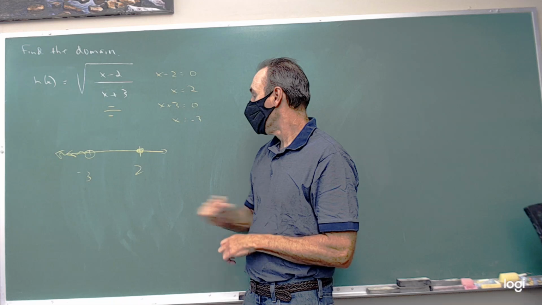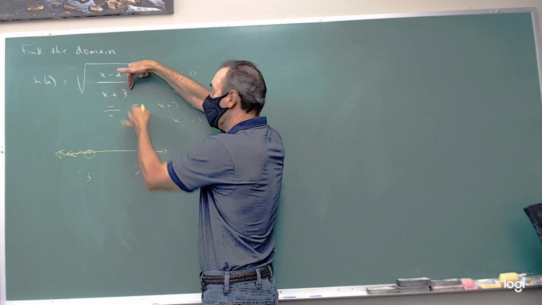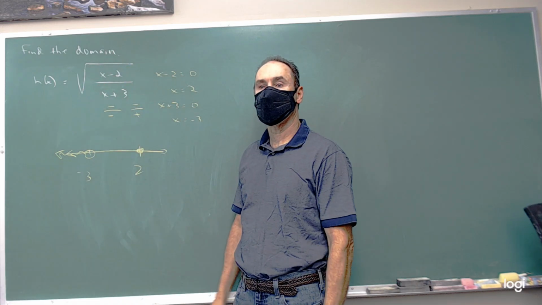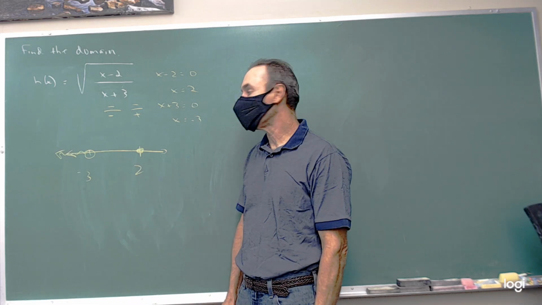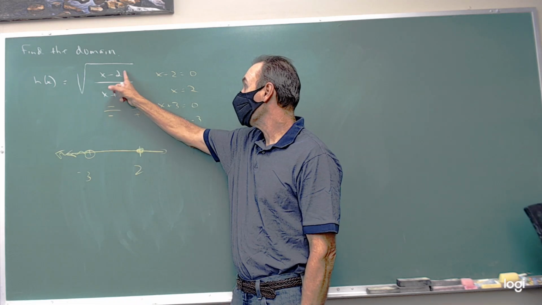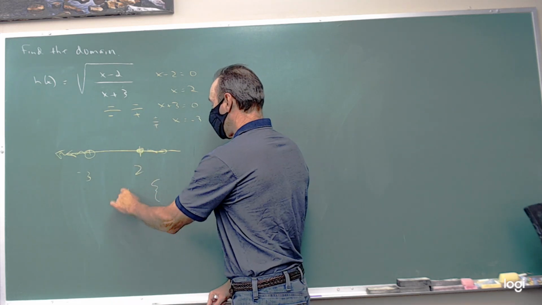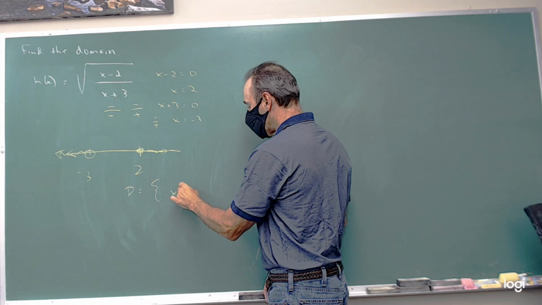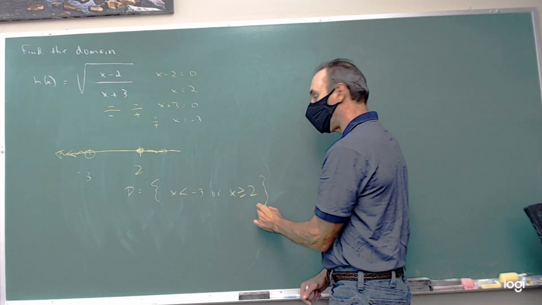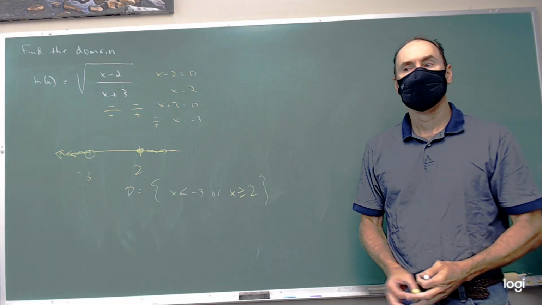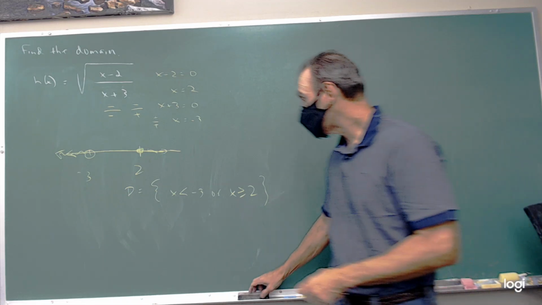You're good, Nora. So plugging in 0, this will be negative, and this will be positive, and the quotient there is going to be negative. So that means that's not in the domain because the square root of a negative is not defined. Plugging in 3, we're going to get a positive over a positive, so that's in the domain. So we will say that we're going to get x strictly less than -3 or x greater than or equal to +2. Okey-doke. Very good.